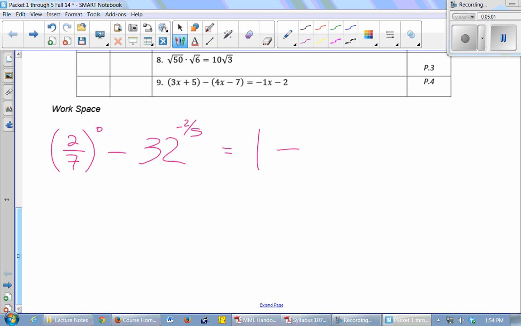We have a negative exponent, crying baby, right? Needs to be put down. So we put it in the denominator of a fraction. So this becomes 32 to the positive 2/5. And then when you have a rational exponent, that is an exponent that's a fraction, the number on top is the power, and the number on the bottom is the root. Okay, and you can remember because roots belong in the cellar.